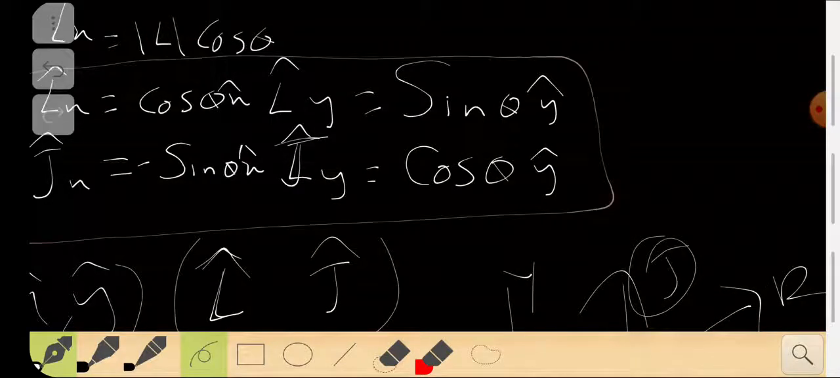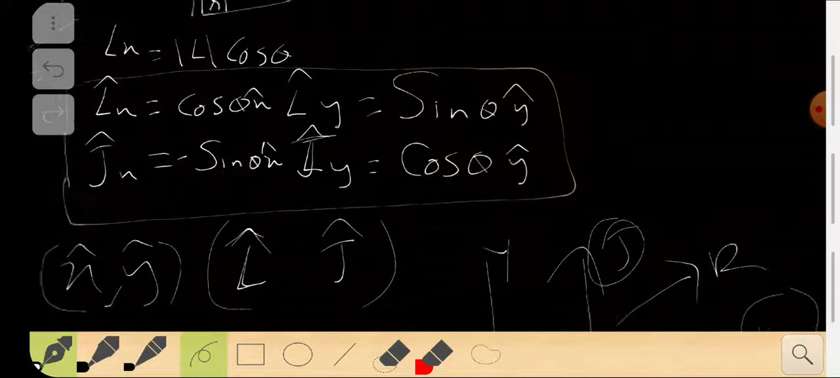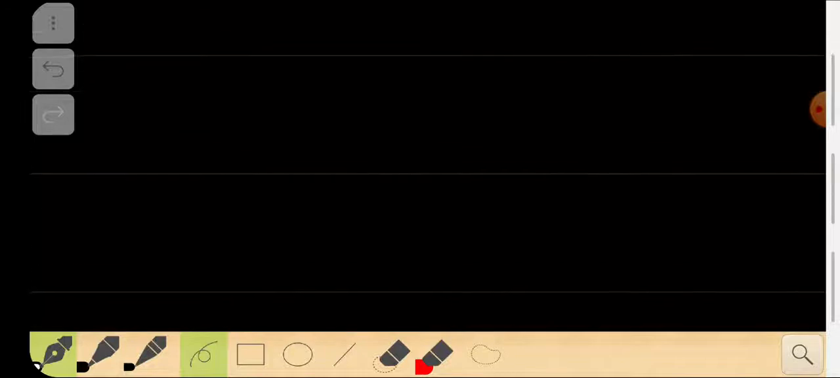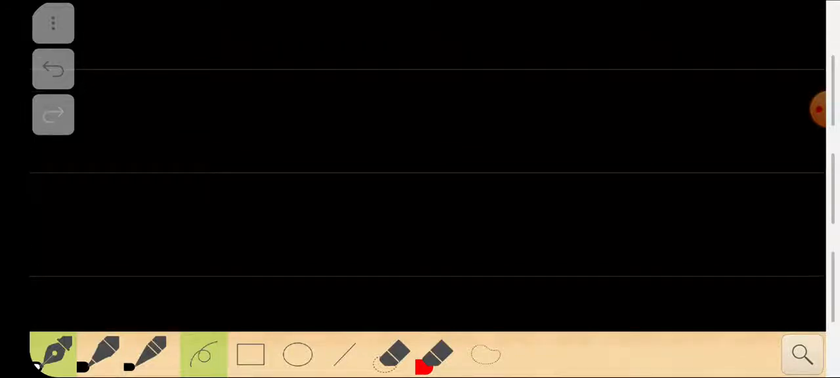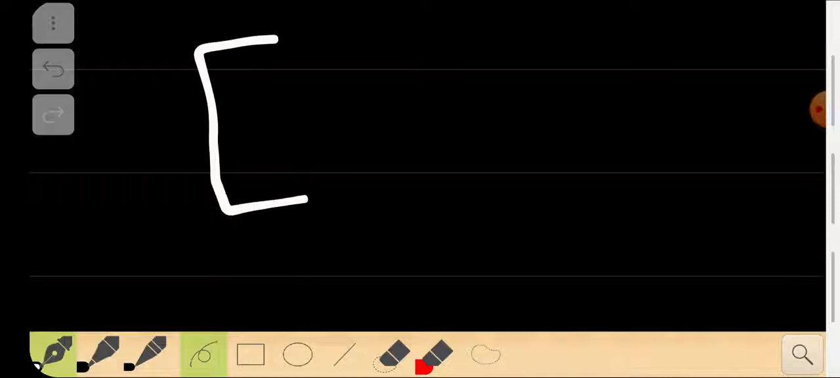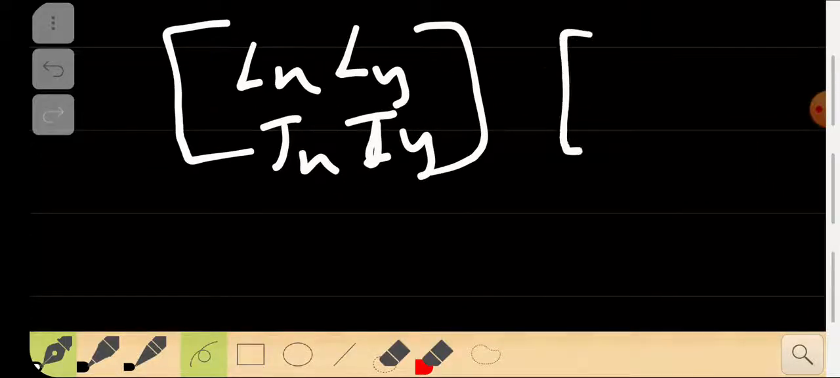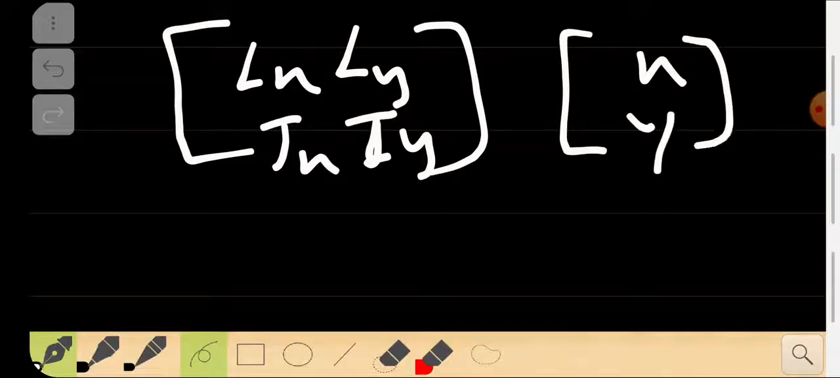So for that you can use this equation. All you have to do is substitute the values of Lx and Ly. So basically you can write this down in terms of a matrix, in matrix form of Lx, Ly and Jy. So the x and y coordinate system has become that. So that's how you transform a system.